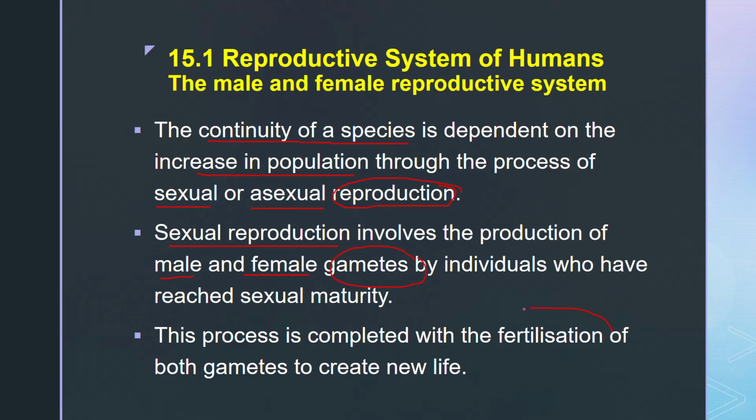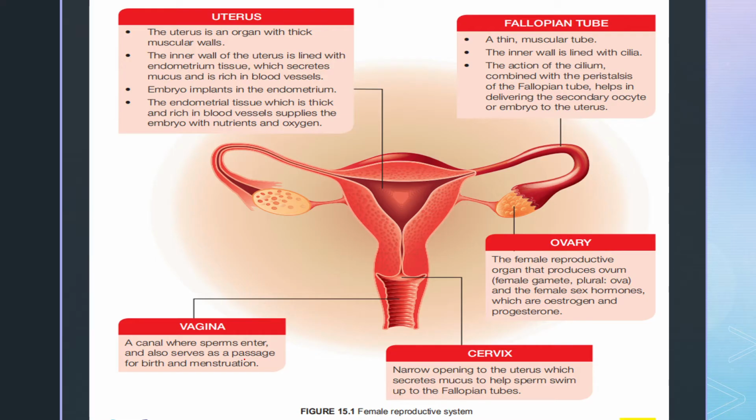So there's another process here, fertilization. Once they fertilize each other, this is going to complete the process of reproduction by creating new life from these two gametes. Okay, so first we look into the female reproductive system.